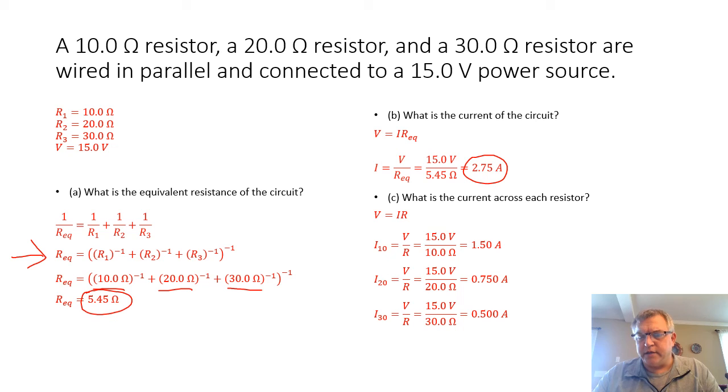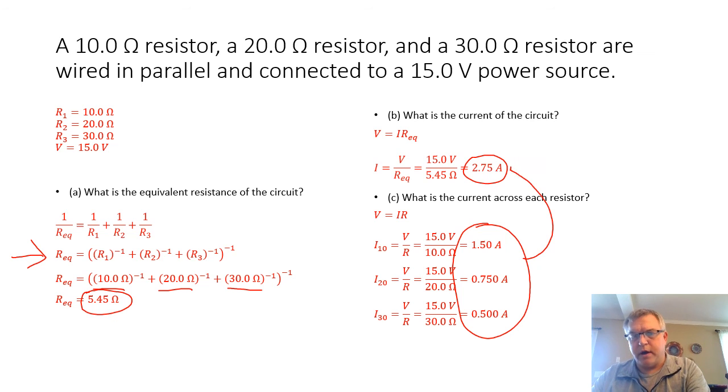All right, one last thing I just wanted to show you on this problem is that we have the individual current going through each resistance. If I add those three up, 1.5 amps, 0.75 amps, and 0.5 amps, that is going to equal my current going through the entire circuit. So that's just a good way to double check your values when you do a problem like this. Just at the end, add those three up and make sure that they equal the current going through the entire circuit.